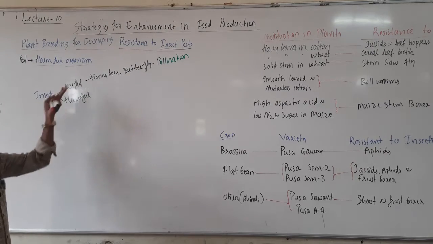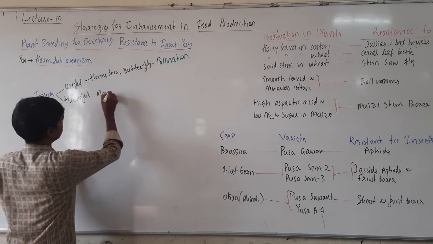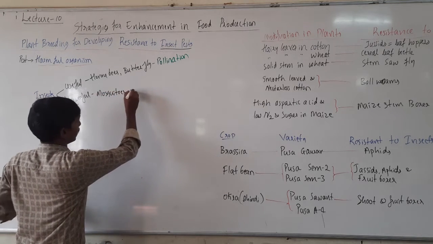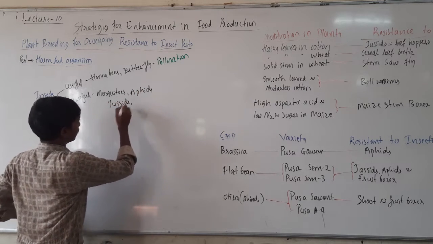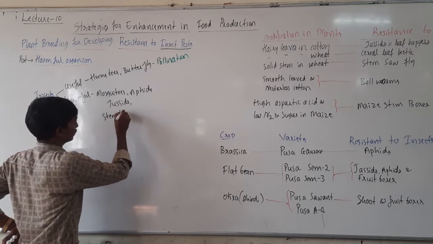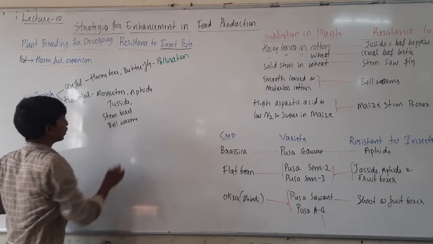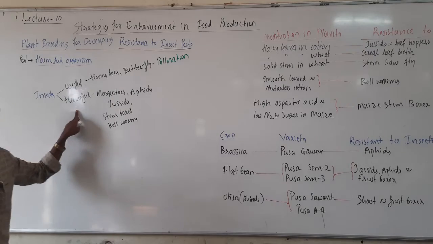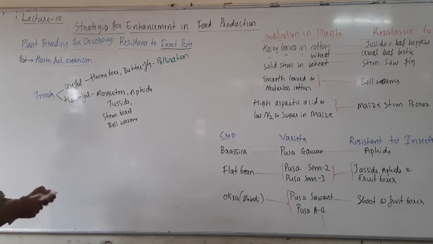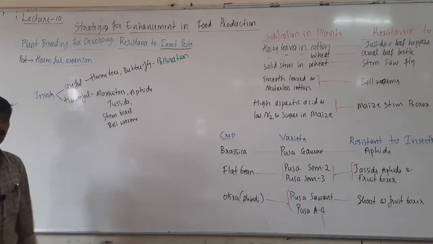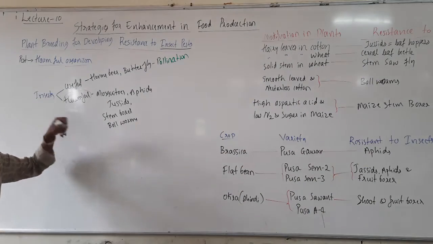Besides the useful ones, there are many more harmful insects like mosquitoes, aphids, jassids, stem borer, bollworms. All these insects are harmful for the crop plants. Not only this, many more are there. Still more insects are there, and those are all harmful for our crop plants. Whatever crop you are growing, the crop will be affected by these many insect pests.